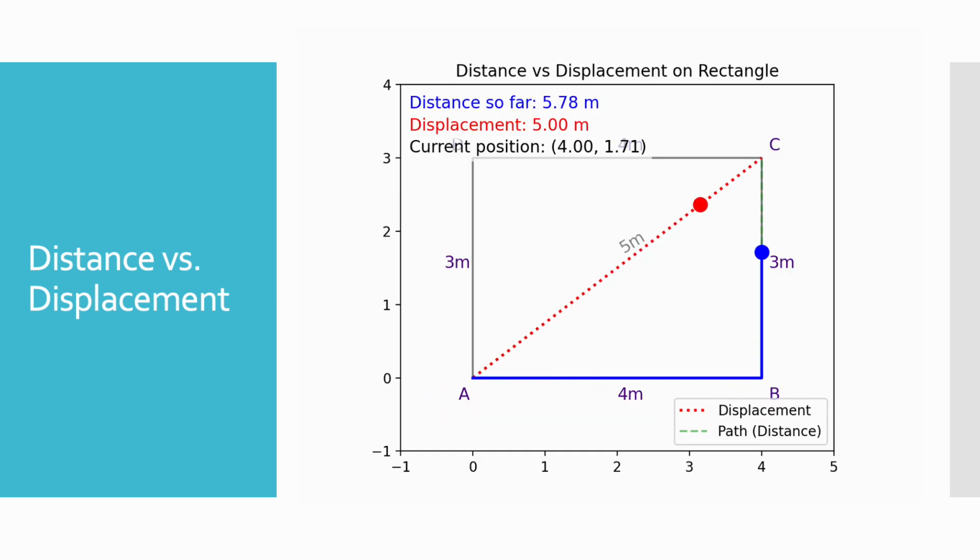Here we see another scenario. AB plus BC is the actual distance, and the red path is the displacement. This is a straight line shortcut between starting and ending points. The numerical value shows that displacement is less than or equal to distance, and only equal when you travel in a perfectly straight line without changing direction.